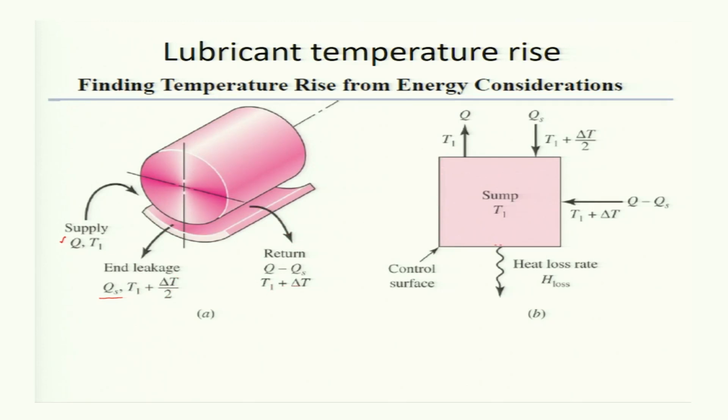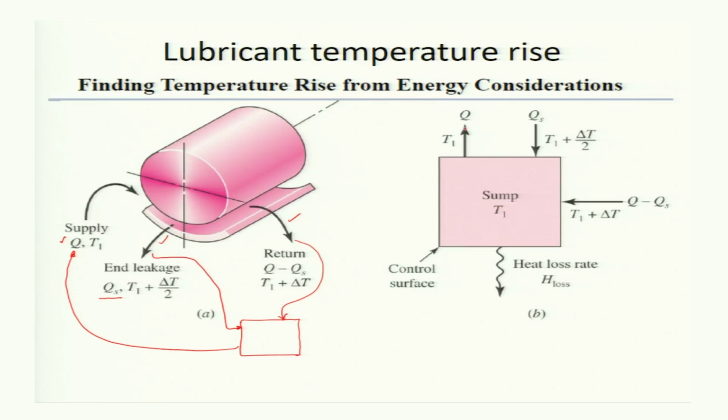Now if a control volume is taken, all these fluids, this fluid and this fluid, are going in a sump, where the lubricant will be cooled and the foreign particles are taken out. Then again it is pumped to here. So this return is coming to this sump. This is also coming here, and it is going out. So this control volume of the sump is shown here.